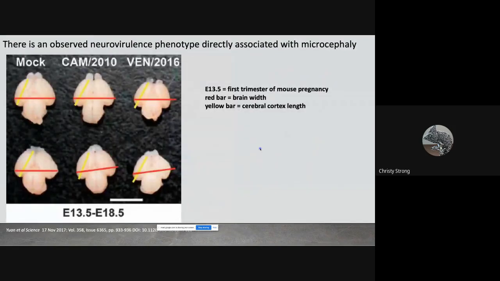And if you look at the little brain buckets, you can visibly see differences. So MOC would be your typical normal size brain. The Cambodia 2010 strain infected versus the Venezuelan strain. And you can compare the red lines, how far out they extend. And you can see these brains are much smaller. They're not developing the same way that the others are. So they're like, okay, that's a problem. We see a difference between the 2010 strain and the 2016 strain compared to normal brains.